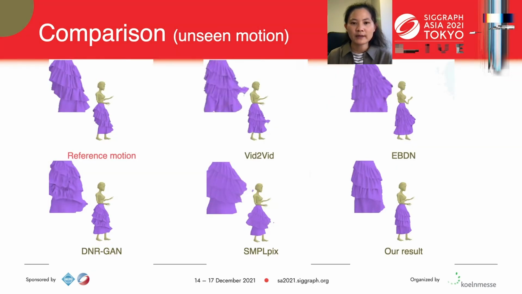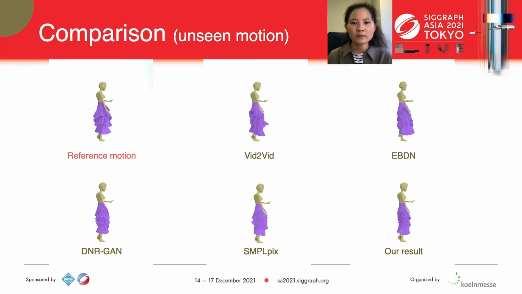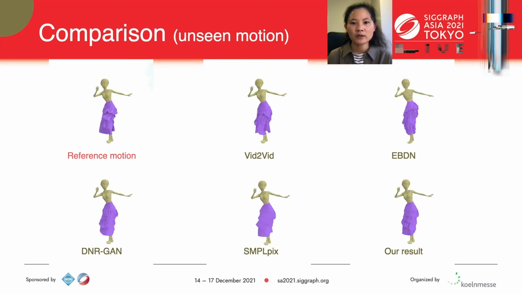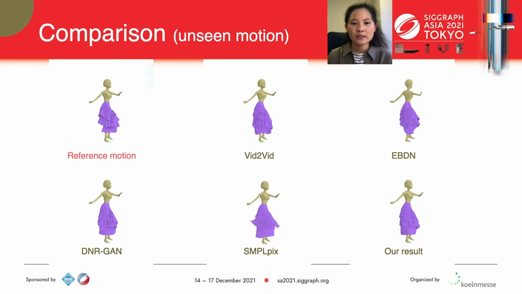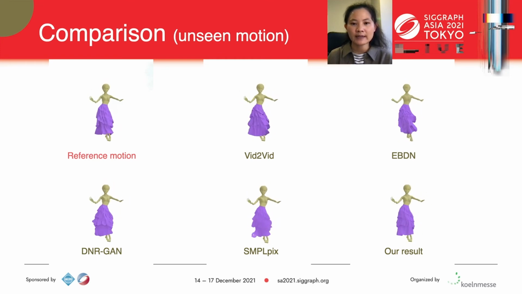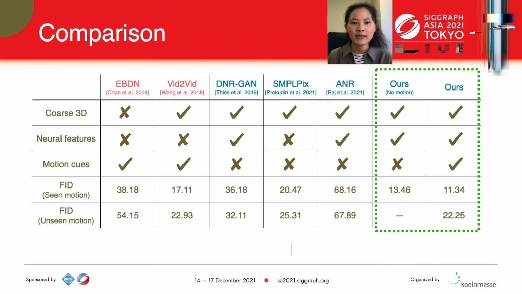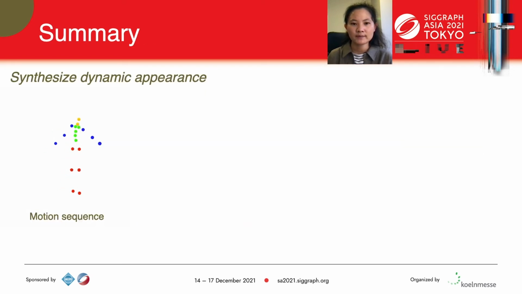We also compare the generalization ability of our method with other baselines. For unseen motion sequences, our method also achieves the best result with reasonable garment structure and distinctive dynamic details. In this table, we quantitatively show that our method outperforms all those baselines with both the seen and unseen motion.